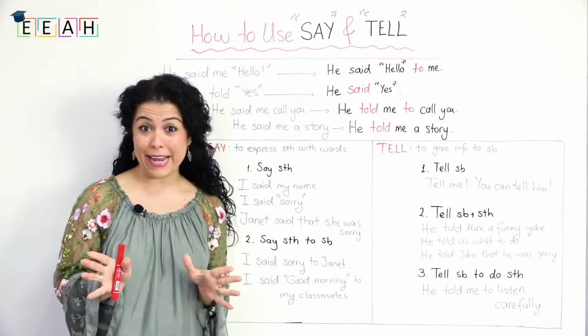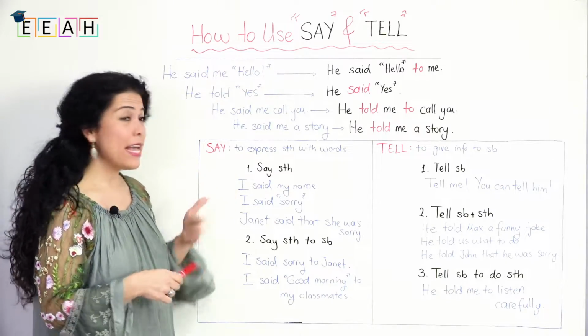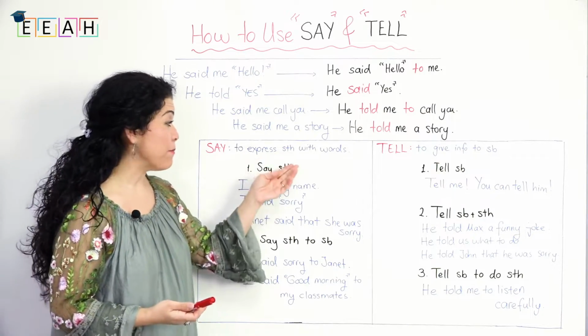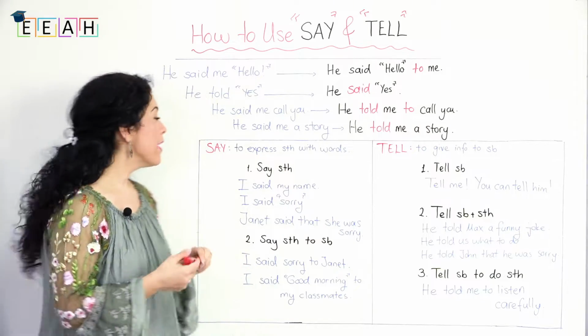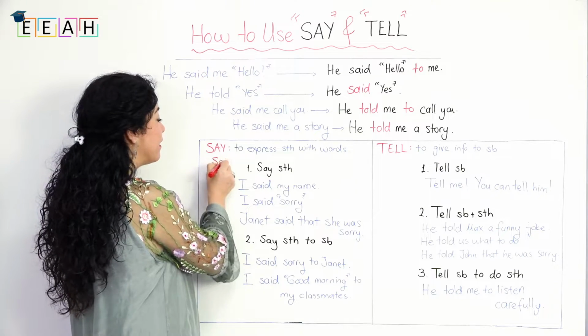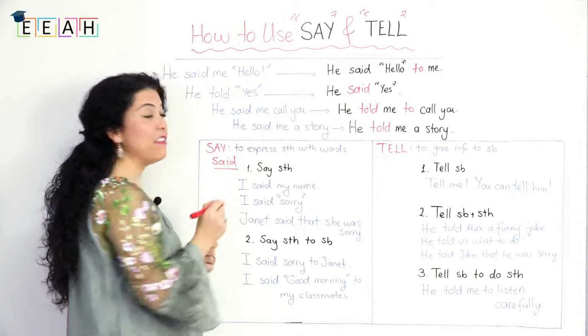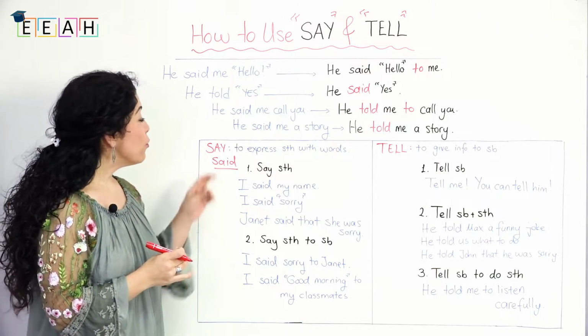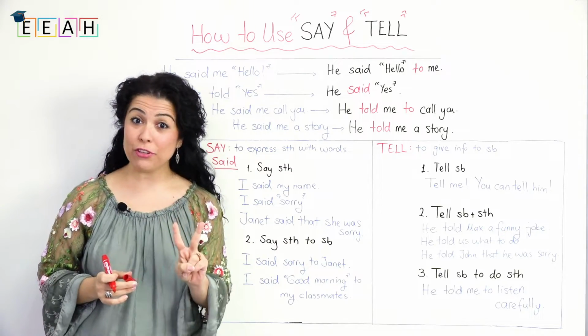Let's start with the meaning. Say. Say means to express something with words. And the past form of this verb is said. It's irregular, okay? We can use say in two different ways.